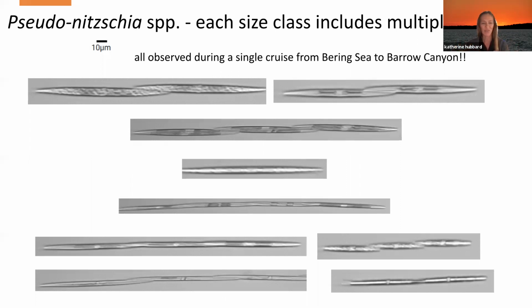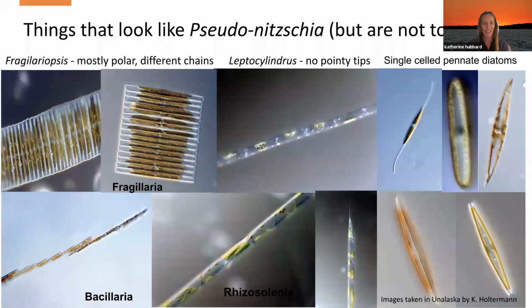And again, these are good references just to give you a sense for what they look like. And as we move to the next slide, oh good, there are some better images. I put in some artistic renderings that I drew in PowerPoint, but these are much better. These are from Karie. So there are some species that can tend to look a lot like Pseudonitzschia, but typically are not toxic and may or may not be closely related.